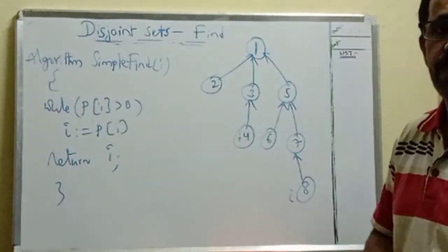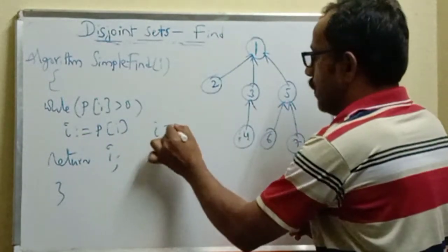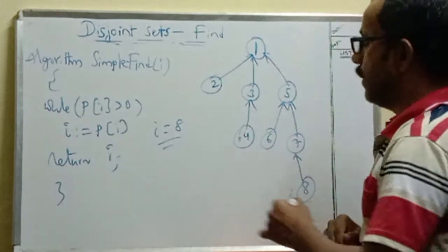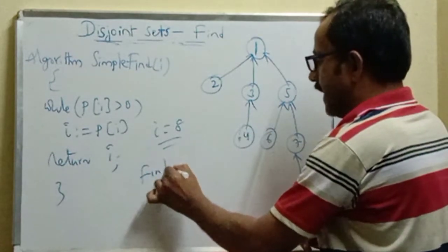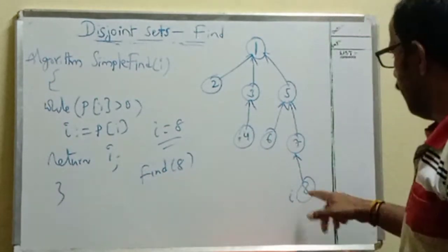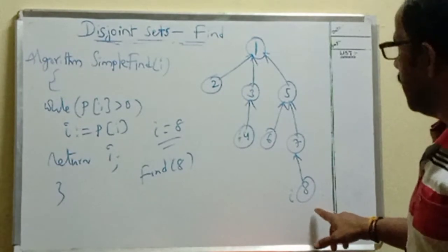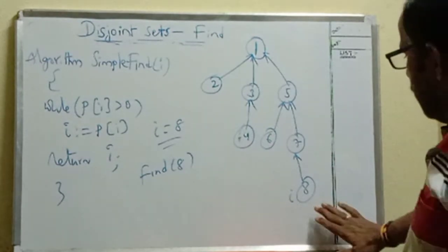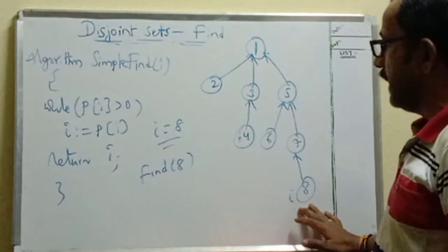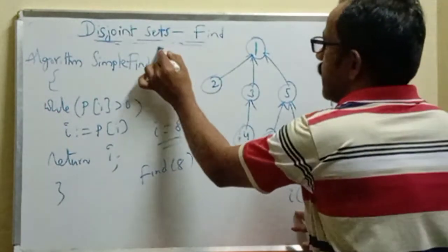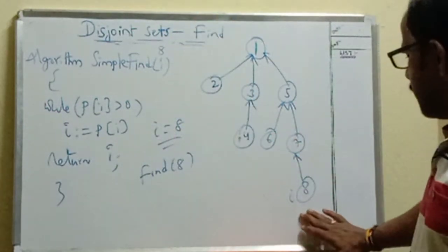I will take one example and explain. Suppose you take I equal to 8, and you apply find of 8. 8 is there in this tree structure. Then initially start I at 8, because we are talking about find of 8.